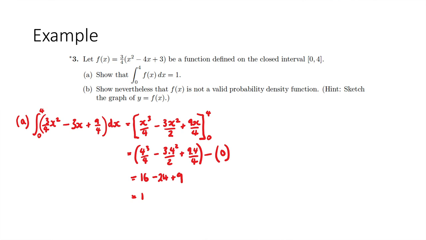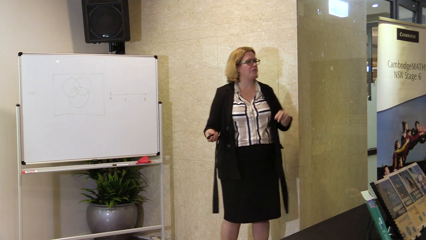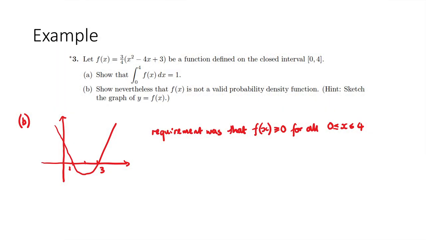But then show nevertheless it's not a valid probability density function. So I need to go back and say, what were those two things for it to be a valid probability density function again? The integral had to be 1. Well, I just showed that, so that's not that one. The other thing is that it has to be positive all the time in that range, and it's not. It goes underneath the x-axis, and therefore it is not a valid probability density function.